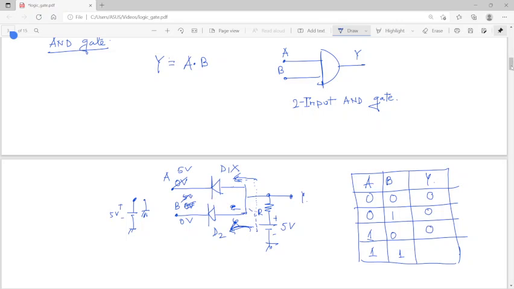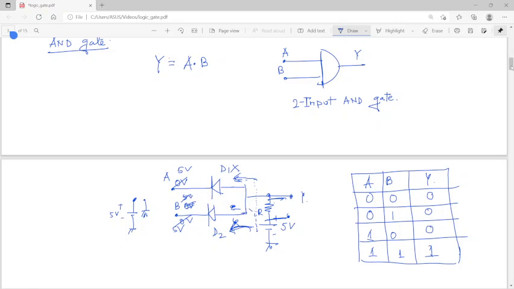And when both are 1, that means both are 5 volt. Since both are 5 volt, no current will be flowing through the diodes. Since no current is flowing through the diodes, I am getting the whole voltage across the resistance R, because no current is flowing through it. Whatever the supply voltage is, that voltage will be across the resistance R. That means I am getting 1.